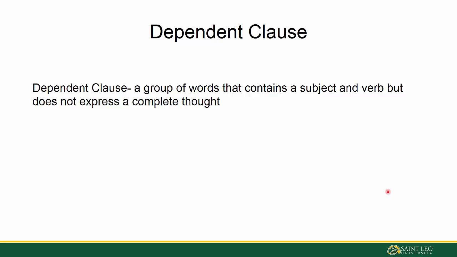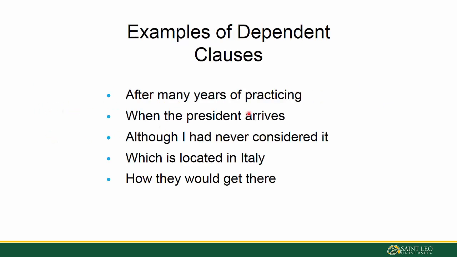In addition to independent clauses, we also have dependent clauses. A dependent clause is defined as a group of words that contains a subject and verb, but does not express a complete thought. One example of a dependent clause is, "after many years of practicing." Notice how this sentence seems to be missing its other half. We have a subordinate conjunction, after, a verb, practicing, and a subject, years. But it isn't a complete thought. This indicates that it is a dependent clause.